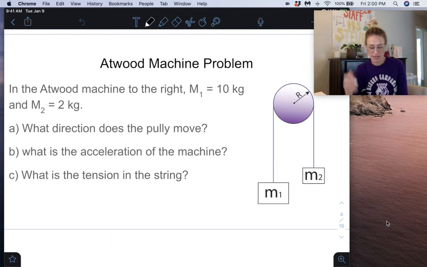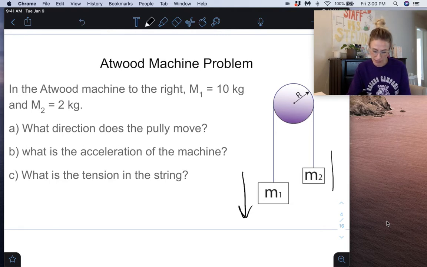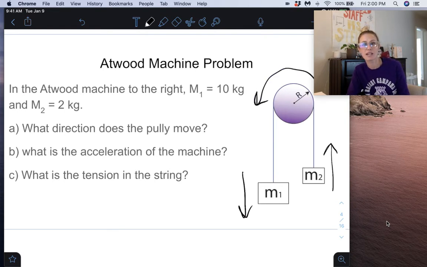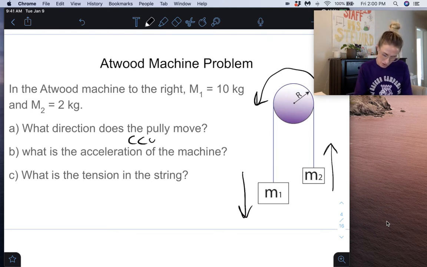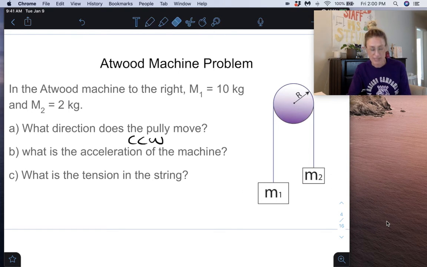Now we have two masses. Mass 1 is 10 kilograms and mass 2 is 2 kilograms. So first and foremost, for letter A, it says, what direction does the pulley move? Well, we know if mass 1 is much, much larger, as it is, that mass 1 is going to get pulled down by gravity. Mass 2 will go up like that, which means that the pulley is going to rotate in that direction, which we call counterclockwise. So that's going to be the answer to letter A. Now for letter B, it says, what is the acceleration of the machine? And then for letter C, it says, what is the tension in the string?